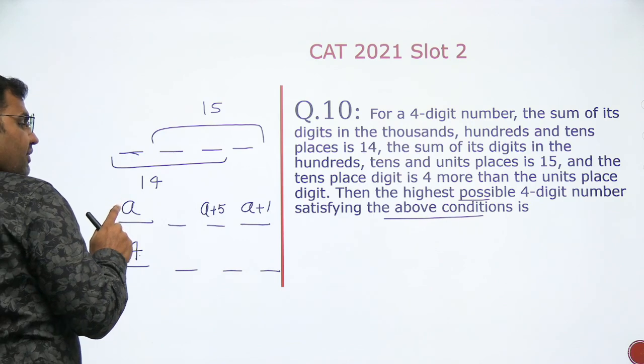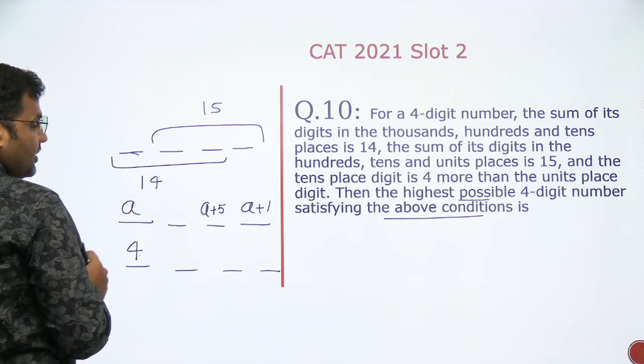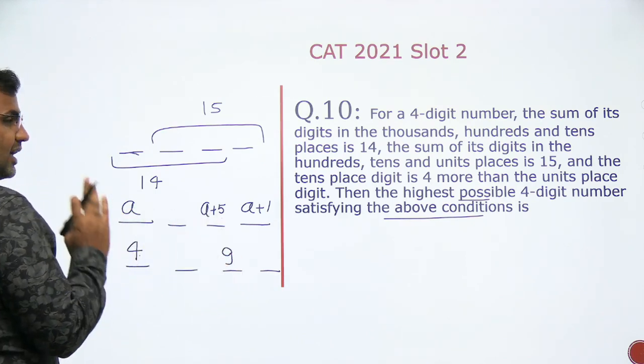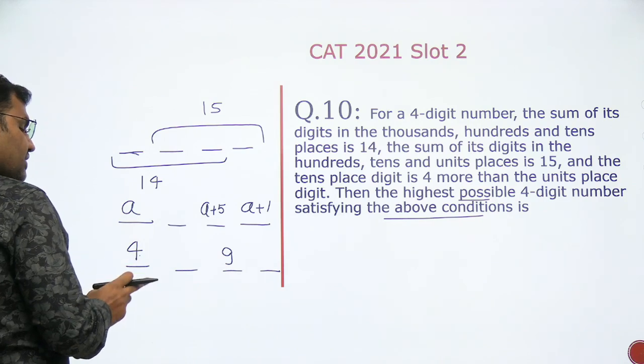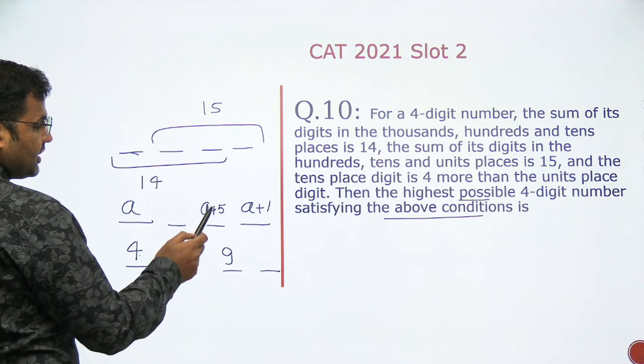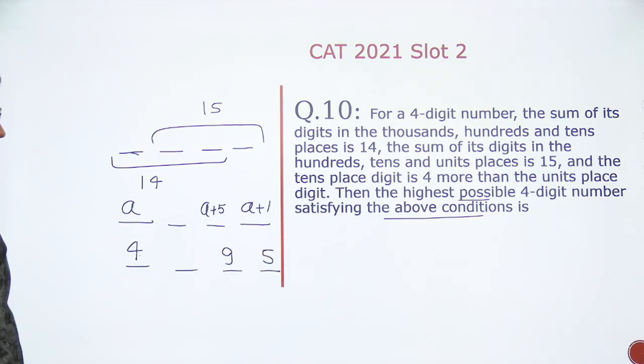So the maximum value A can take is 4. Why? If you put 5, then 5 plus 5 will be 10. This cannot be a single digit 10, right? So because this maximum can be 9, the maximum value of A can be 4. And to make the number large, first you will look at the 1000s place digit. So A is 4, this automatically becomes 9, and this automatically will become 5, right?